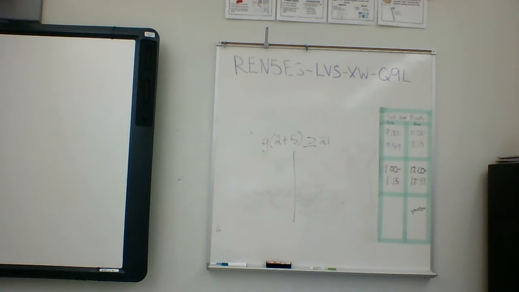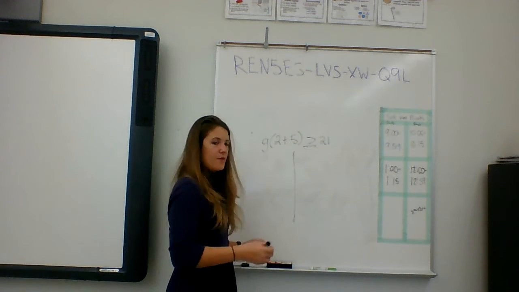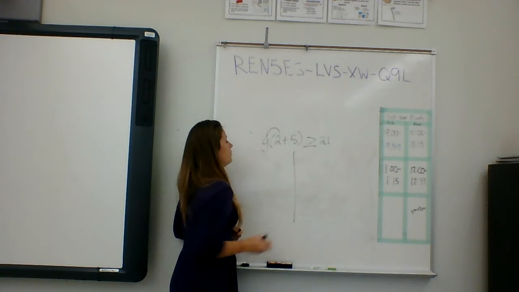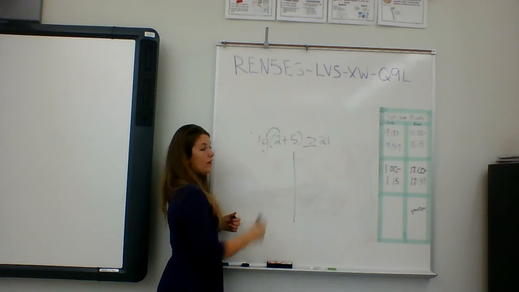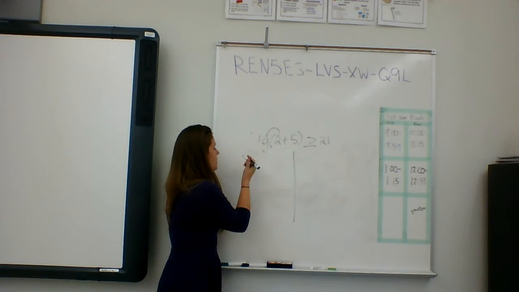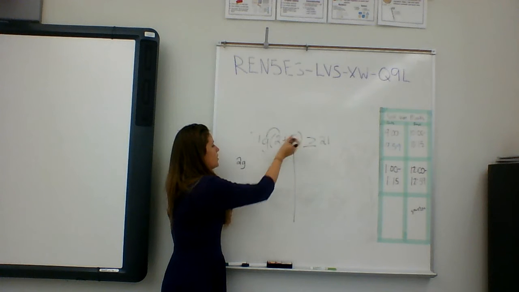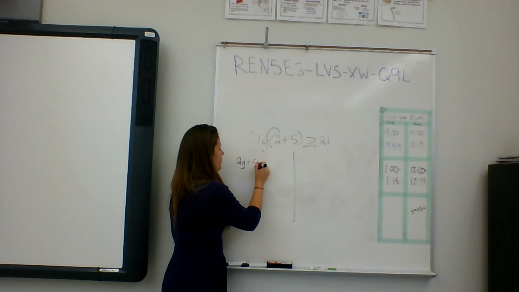All right, so I draw a line. There's two different ways to do it. I'm going to solve it the first way. We know we can distribute. I have g by itself, which means I have 1g. 1g times 2 is going to be 2g's. 1g times 5 is going to be 5g's, and this is going to be greater than or equal to 21.